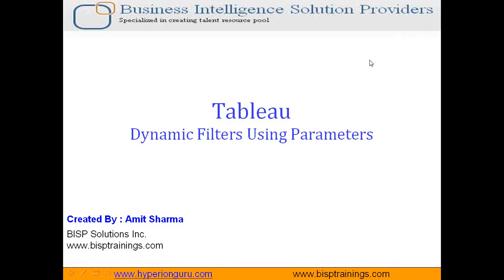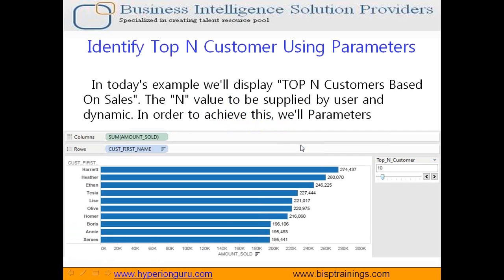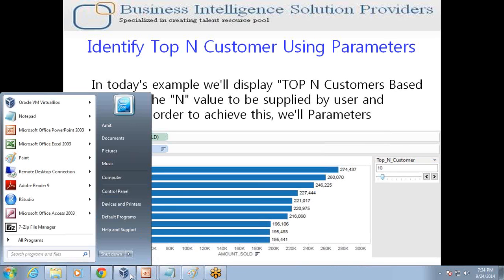My name is Amit and today I am going to show you how to create a dynamic filter using parameters in Tableau. In today's example, we are going to find out the top n customers based on revenue or sales using a parameter. In order to make it dynamic, we use a parameter, and based upon user selection, the number of customers can be filtered out, whether we need the top 5 customers, top n, top 10, top 20, like this. So let's see how to do this.